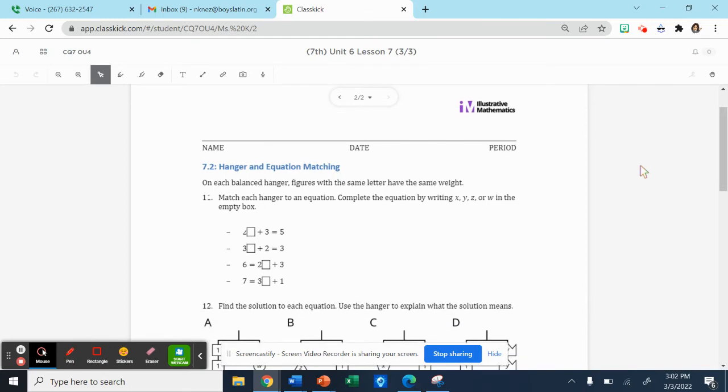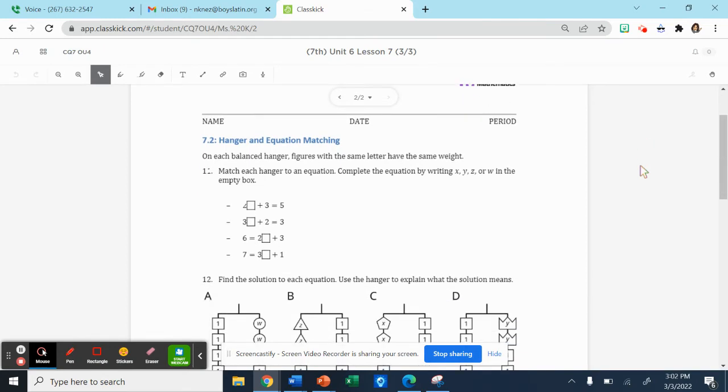On slide 2, you'll see the main work from class today. We were focused on using hanger diagrams to talk about equations. 7.2 says, on each balanced hanger, figures with the same letter have the same weight. Your job is to match each hanger diagram to an equation. You'll complete the equation by writing X, Y, Z, or W in the empty box.